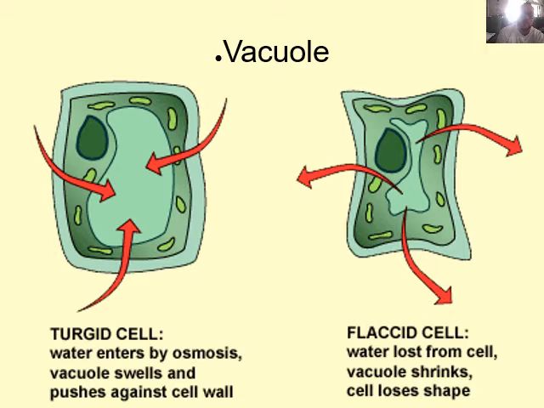The vacuole swells because all the water is moving inside of the vacuole. So it is endosmosis into the vacuole, and this pushes against the cell wall, causing the whole structure to become rigid.